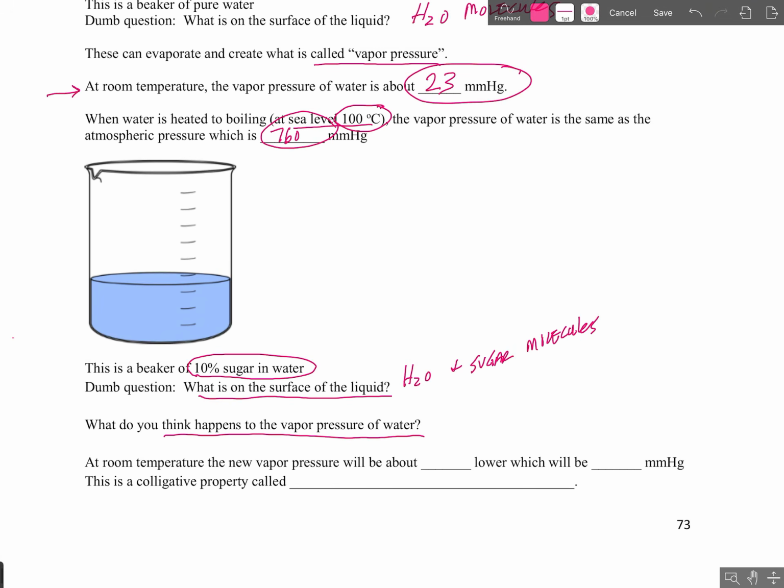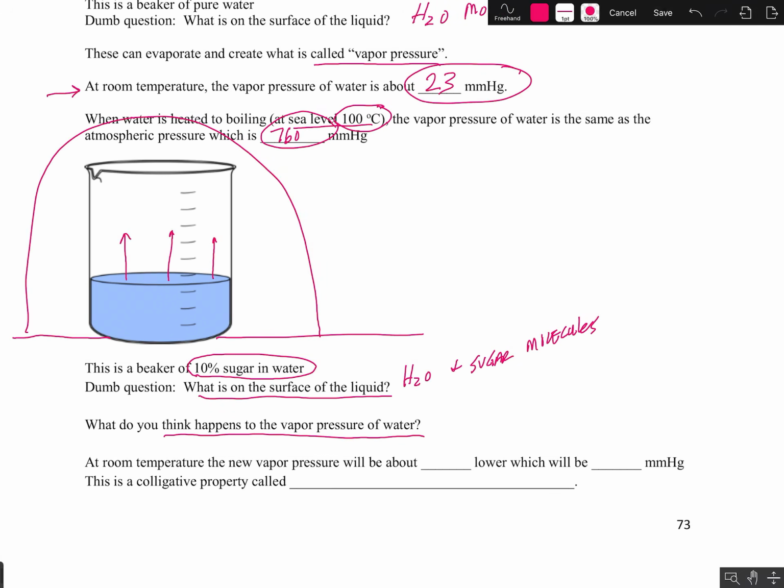Let's draw our picture again. Put this on a desktop. Put a dome over the top, right? So there are water molecules on the surface. So they're leaving the surface if they have enough energy. But what else is on the surface now? That's right. 10% of the molecules are sugar. Aren't they getting in the way of having more water molecules on the surface? 10% of them are sugar now. So can as many water molecules leave the surface and become a vapor?